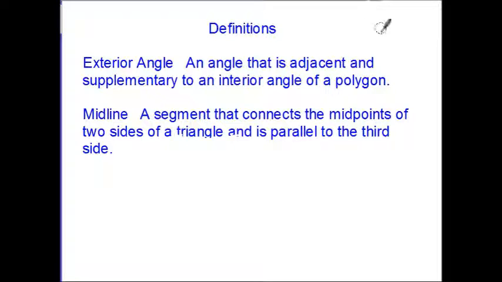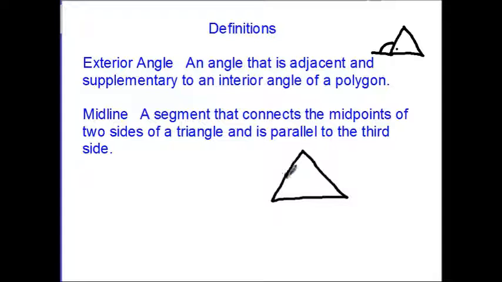Here we go. An exterior angle. If we have a triangle, an exterior angle is going to be an angle that's outside, but attached and supplementary to an interior angle. And we've discussed that before. Now a midline, this is the first time we're going to see this. If we have a triangle, and we know midpoints of two sides, so here's one midpoint, here's a second midpoint. If we connect those midpoints, and it's parallel to the third side, the side that we didn't touch, that's going to be our midline.